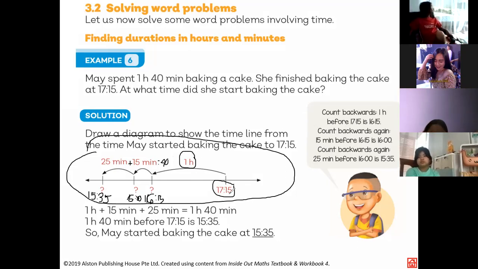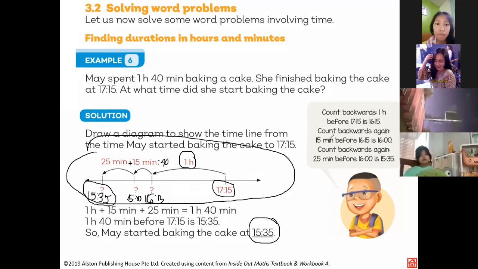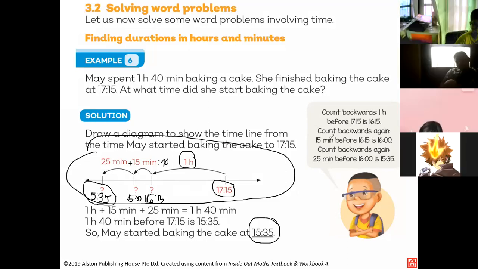And then from 17:15 to 16:15 is 1 hour. So the answer is 15:35. So May started baking at 15:35. Do you understand? Teacher Khan, do you want to translate it in Thai?